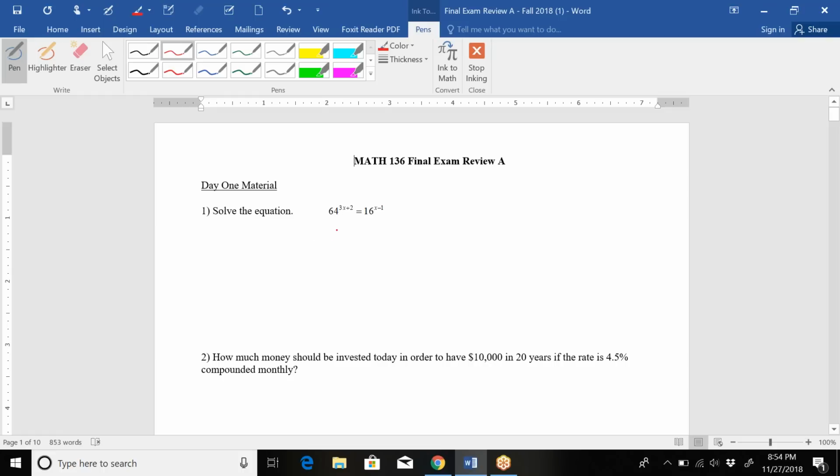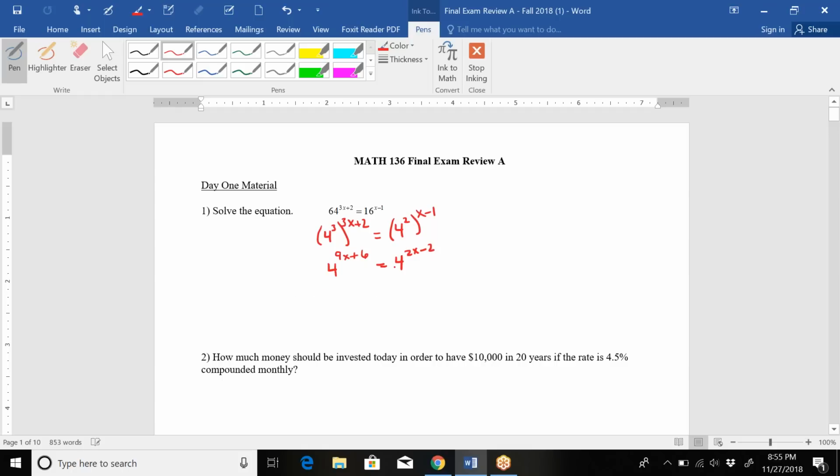So if we rewrite this, 64 is 4 to the third, and then we still have that 3x plus 2 on the outside. And 16 is 4 to the second, and we have an x minus 1 still on the outside. Notice these both are base 4 now. We can distribute this and use the multiplication property for the laws of exponents. So that would make this 4 to the 9x plus 6 equals 4 to the 2x minus 2.